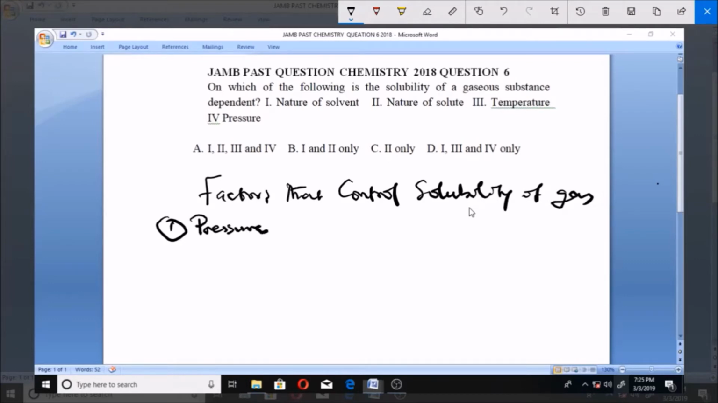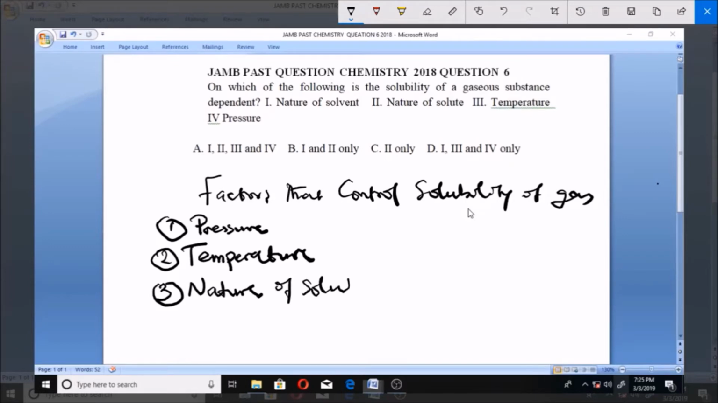Pressure is a very important determinant of the solubility of a gas. Number two, you have temperature. Temperature determines both the solubility of gas and that of solids, very importantly. Now, you need to know that the nature of the solvent matters, like some gases are soluble in water, whereas some are not. So the nature of the solvent is also very important.